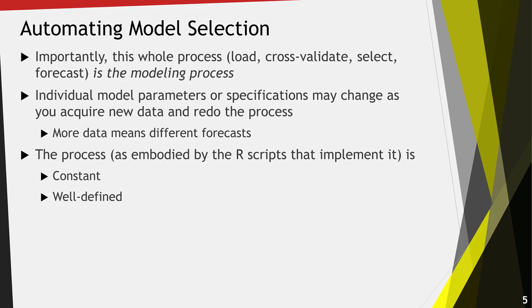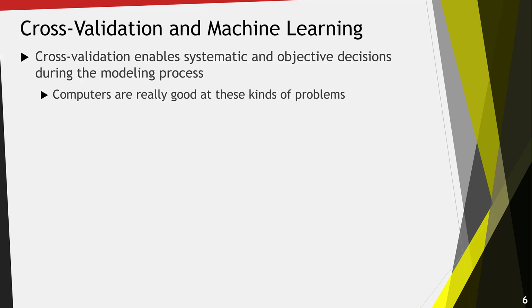Your individual model parameters, specifications, or forecasts may change as you acquire new data and redo this process. More data always means different forecasts. But this process, embodied by the R scripts that you're going to use to implement it, is consistent and well-defined. And an important cornerstone of this is cross-validation. It enables systematic and objective decisions during the modeling process. Computers are really good at these types of problems.